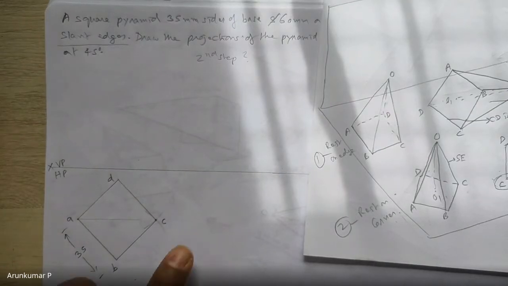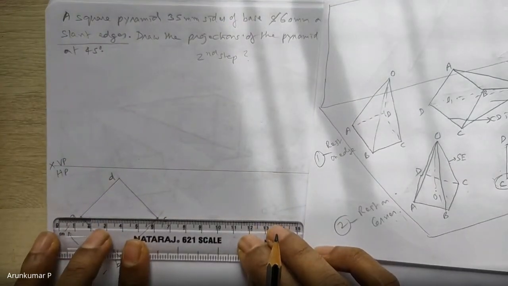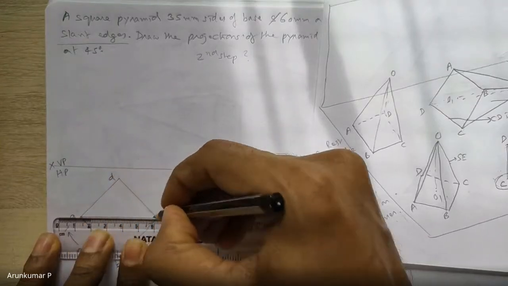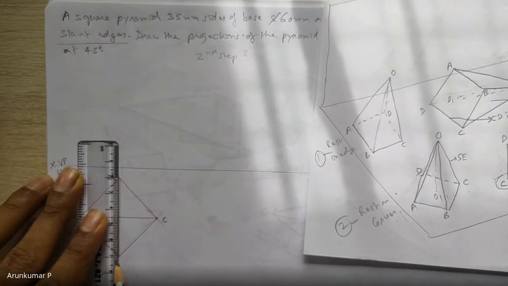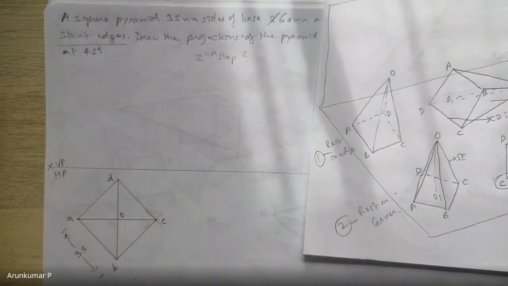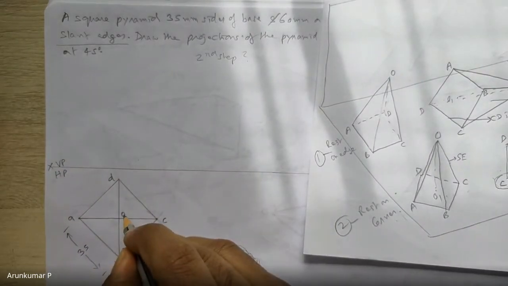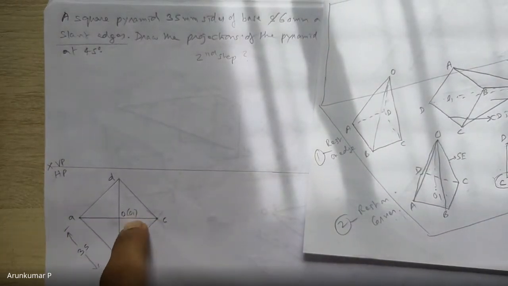Now, if you look at this top view, you can't make out whether it is a problem on planes or on solids, because if you look at it now, it looks like a plane. How do you know that it is a solid? You will come to know if you join the opposite corners, A to C with a dark line and B to D with another dark line. These diagonals will intersect at a point which you will call O, which is the apex. And directly below O, you have O1, which is the center of the base. Now you know that this top view belongs to a pyramid.